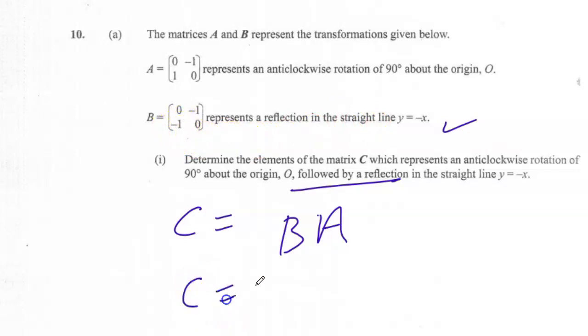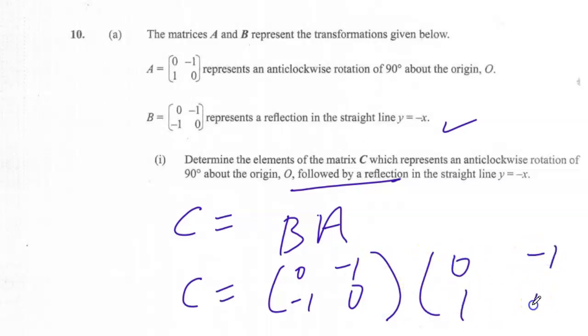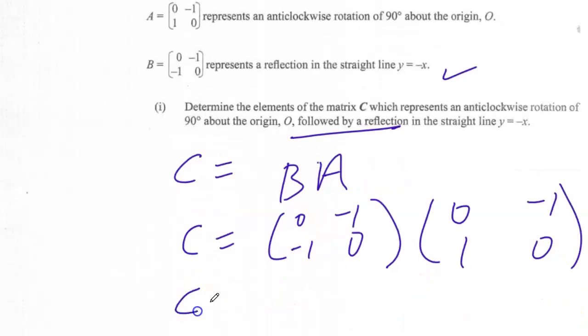So C would be B, which is 0, negative 1, negative 1, 0, times A, which is 0, negative 1, 1, 0. Remember, it's row by column. So 0, negative 1 times 0, 1, that's negative 1. 0, negative 1 times negative 1, 0, that's 0. Negative 1, 0 times 0, 1, that's 0. Negative 1, 0 times negative 1, 0, that's positive 1.